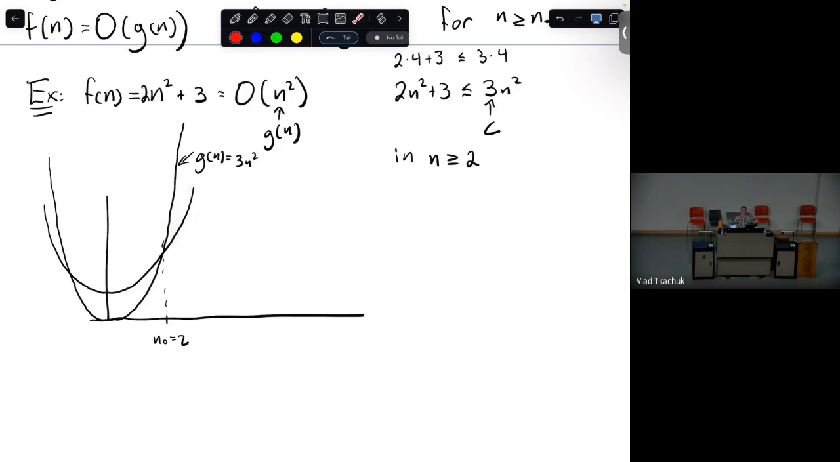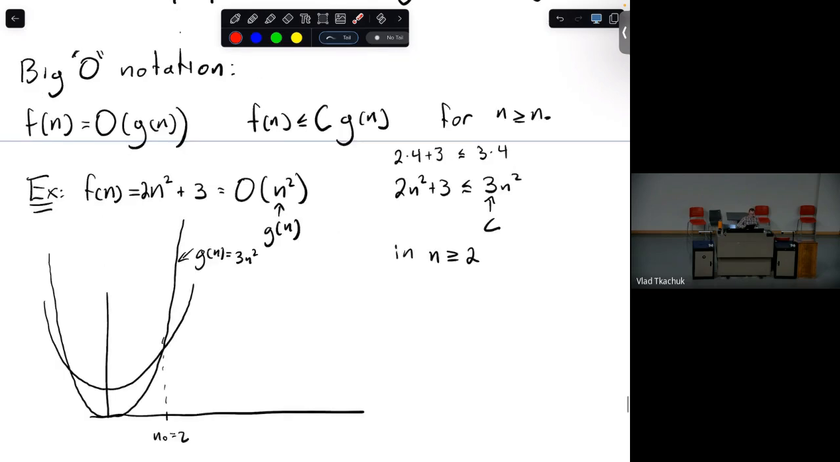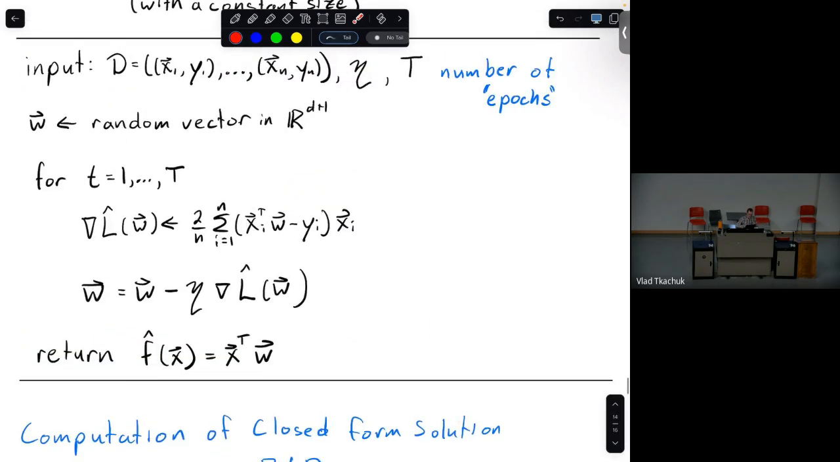This becomes useful because on computers we're going to count the number of operations. For instance, we're going to do it in a second here. There's going to be this thing multiplied by this. So there's going to be d operations, d plus 1 operations.